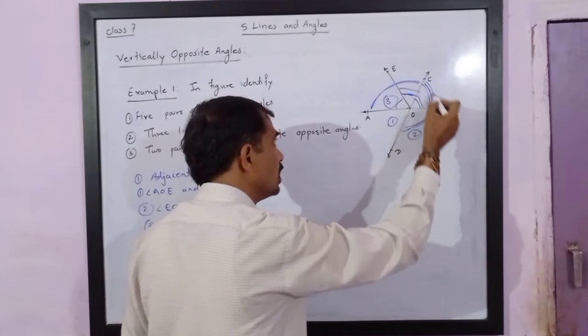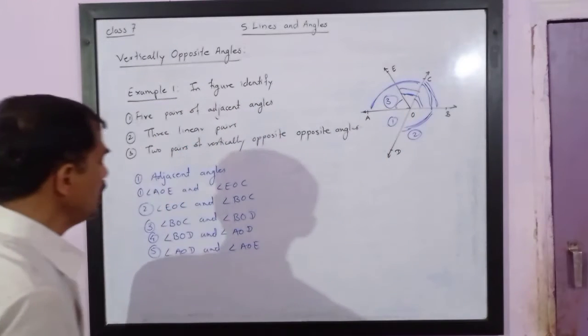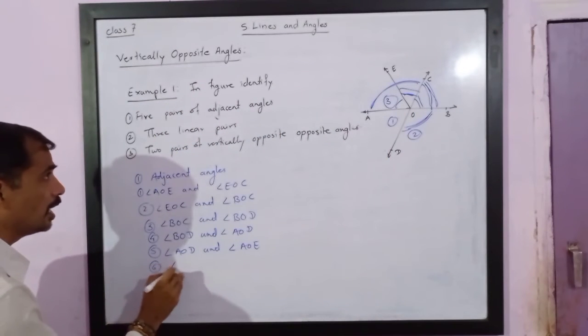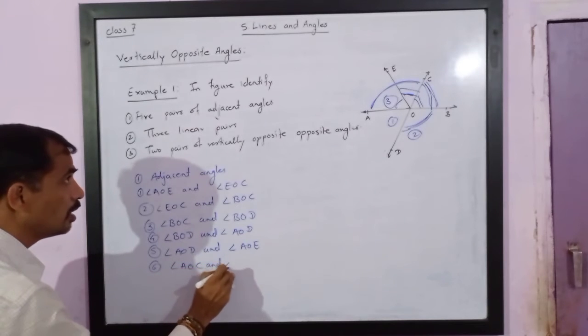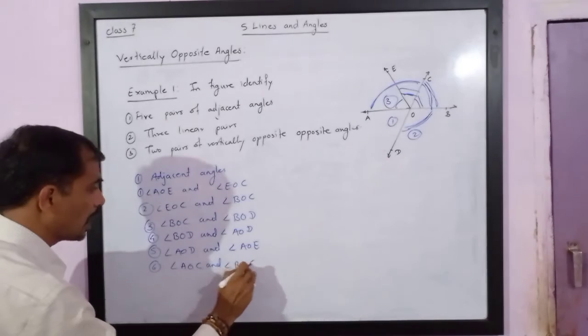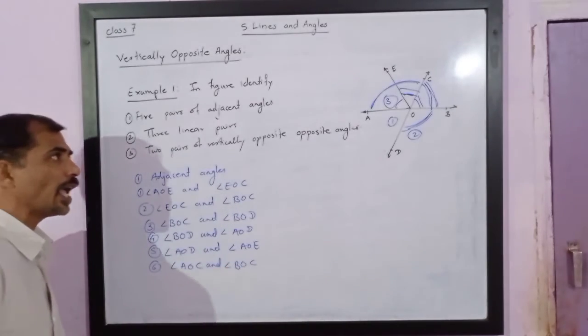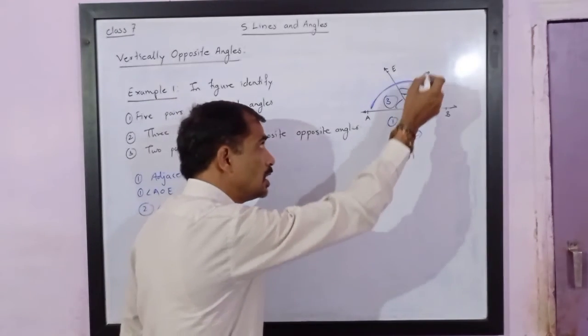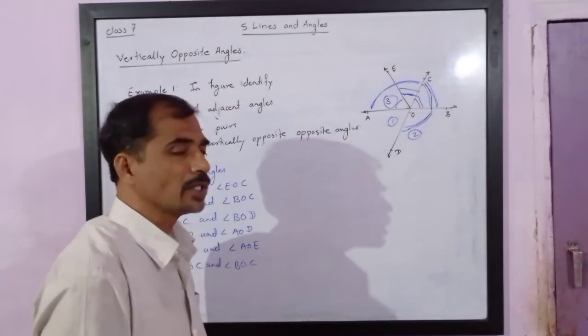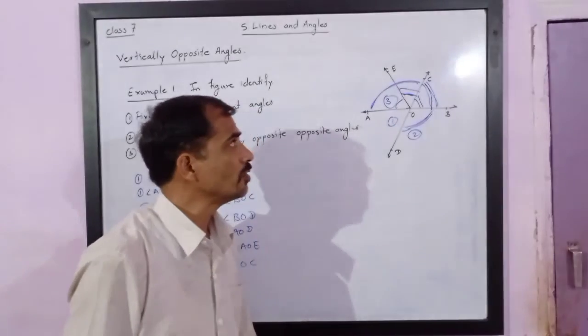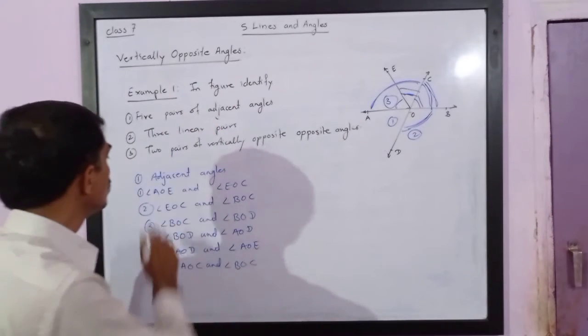Please note, here we can write this angle as well, angle AOC and angle BOC. They also form adjacent angles. So sixth pair also can be written as angle AOC and angle BOC, which can also be called adjacent angles because OC is the common arm and OA and OB are uncommon arms and they are on either side of the common arm. So this was the first answer.